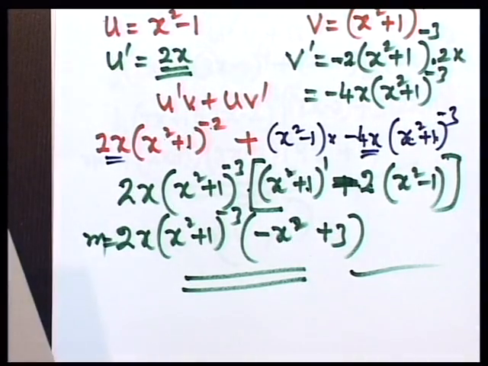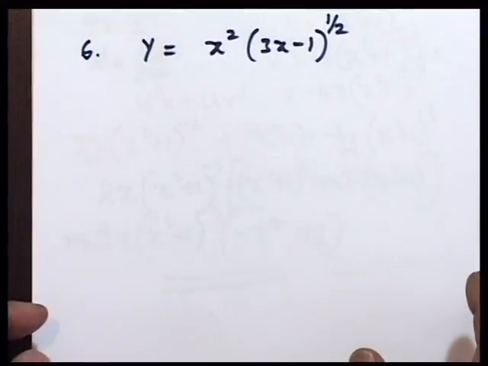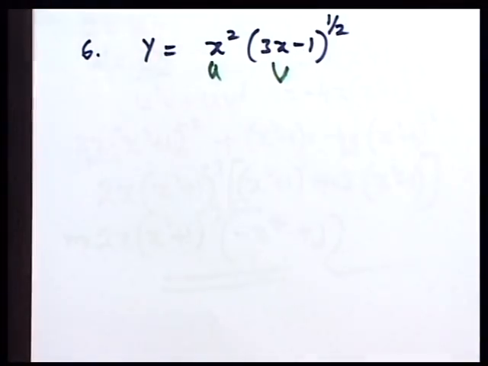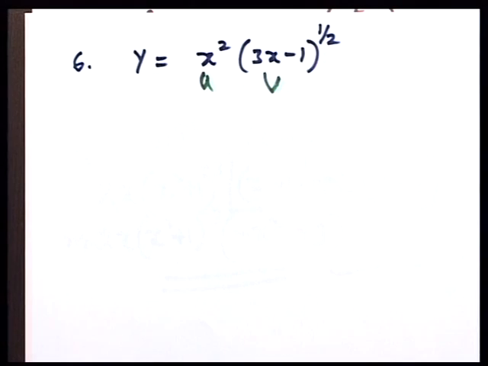5 examples we have done. This is the next one. I will leave that with you. Try. Okay, this is u, this is v. See how you get along. Well, copy that and then solve on your own, please.